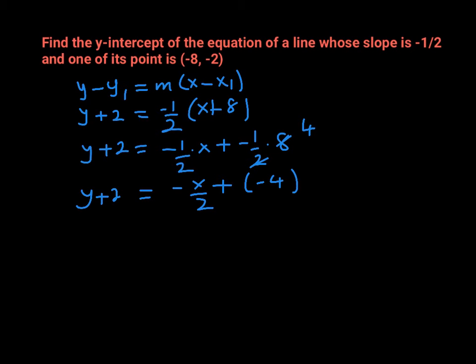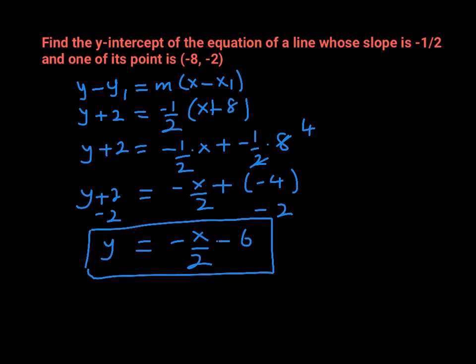So we want only y to be left here, so we subtract 2 from this side and subtract 2 from that side. So what we have is y is equal to negative x over 2 minus 4, and minus 2 gives us negative 6. So this is the equation of the line: y is equal to negative x over 2 minus 6.